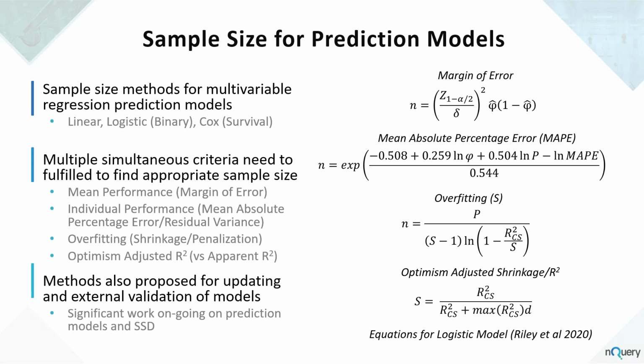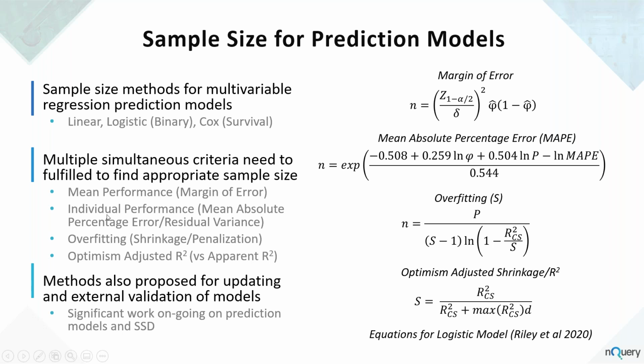And there are also methods proposed for sample size for updating your model, like what sample size you need once you have new data available, for the external validation of the model. How many people do I need in my external validation set, my out of sample set, to validate my model? There's way more work going on in this area. It's a very active area of research, very interesting. So if you're interested, certainly look into that.